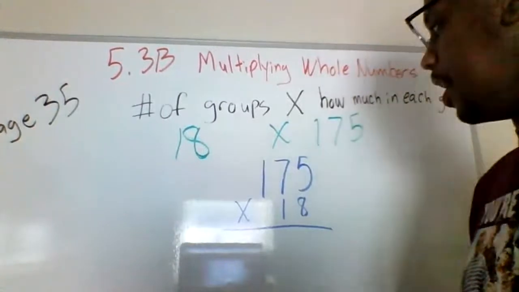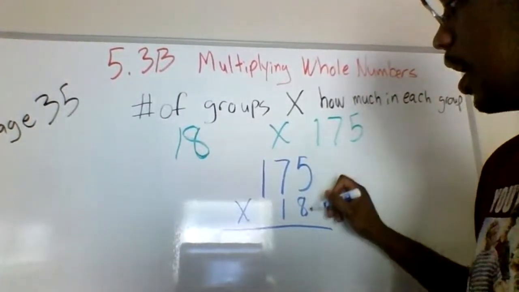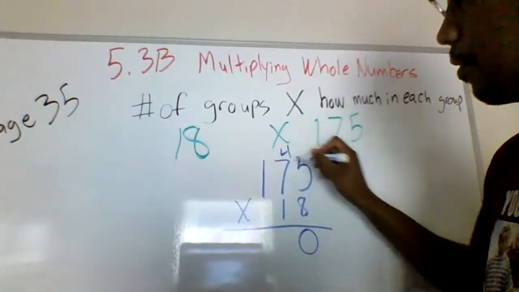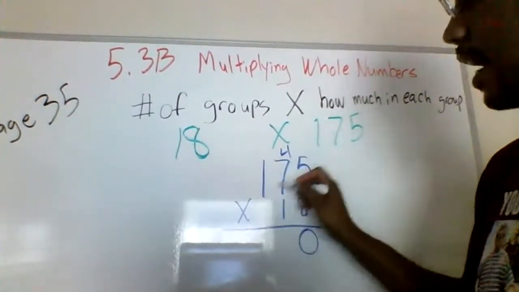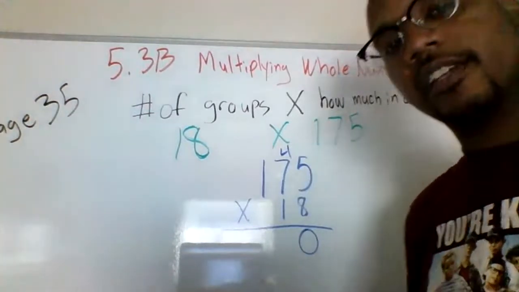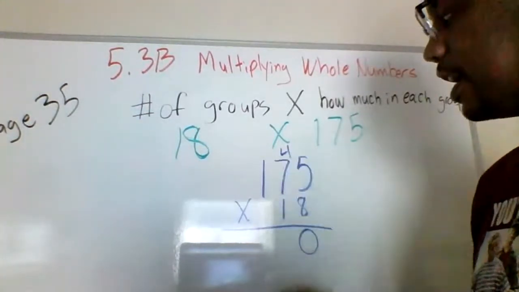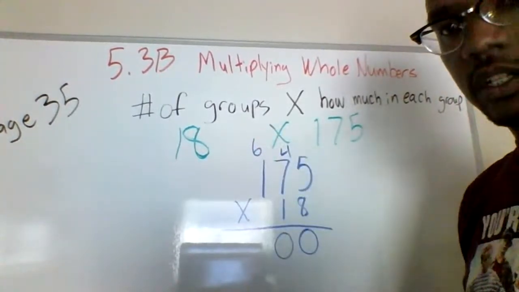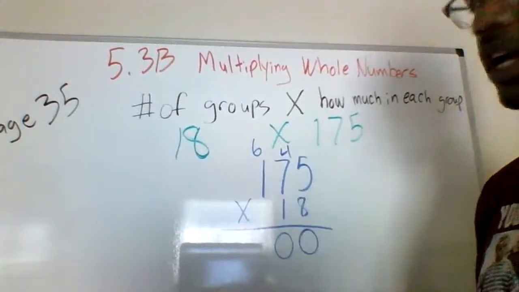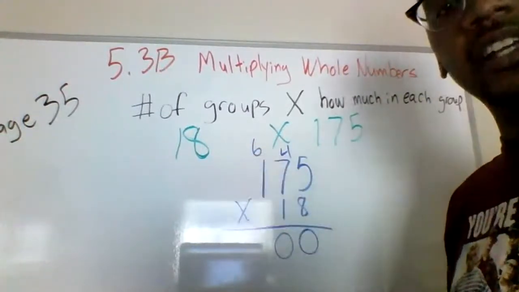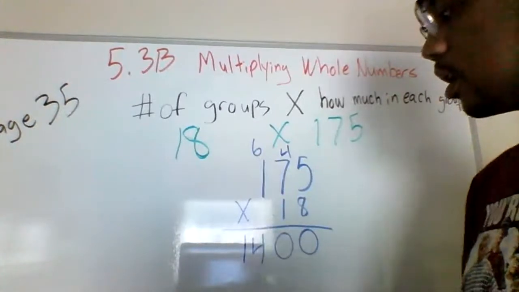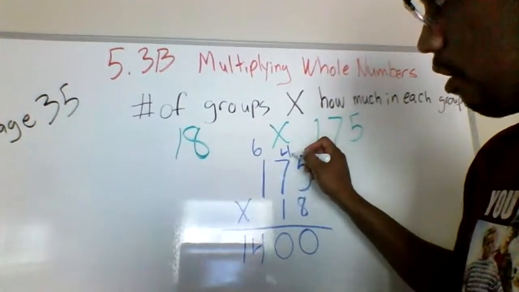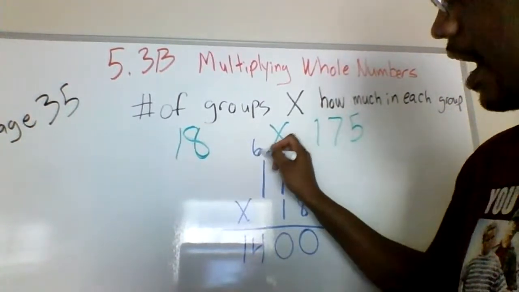Right? Now, 8 times 5 is 40. So that's 0, carry the 4. 8 times 7 is 56, plus this 4 is 60. So that's 0, carry the 6. And 8 times 1 is 8, plus this 6 is 14. All right? So 1,400 is the first row. All right? Now I cross out my little added things at the top.